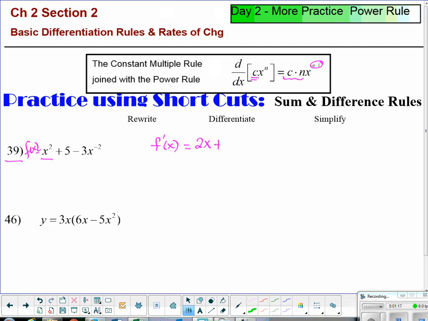The derivative of the middle is just a constant. The derivative of a constant is 0, minus 3 times negative 2 coming down, x to the negative 2 minus 1, using that power rule. So negative 2 comes down, multiplies, and then I have to remember to reduce the power by 1. To simplify this function, it will look like 2x. Negative times negative makes positive 6. Minus 2 minus 1 makes negative 3, so this will be over x to the third.